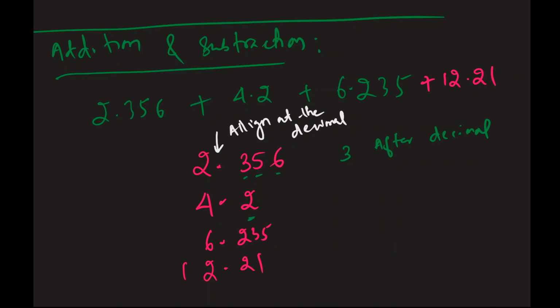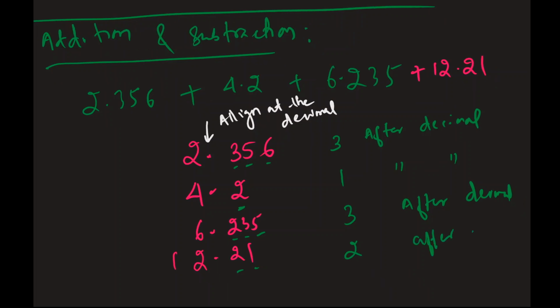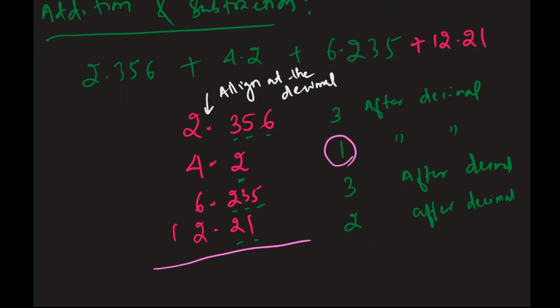So how many do we got here? 1 after the decimal. How many figures do we got here? 3 after the decimal. And in this last one, 2 after the decimal. So look here, I'm not counting the total number of sig fig, I'm counting the number of sig fig present only after the decimal, right? So which one is lowest? This is the lowest.